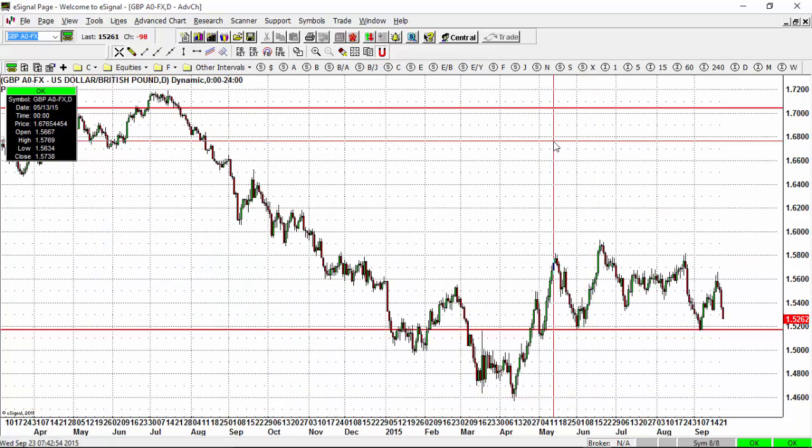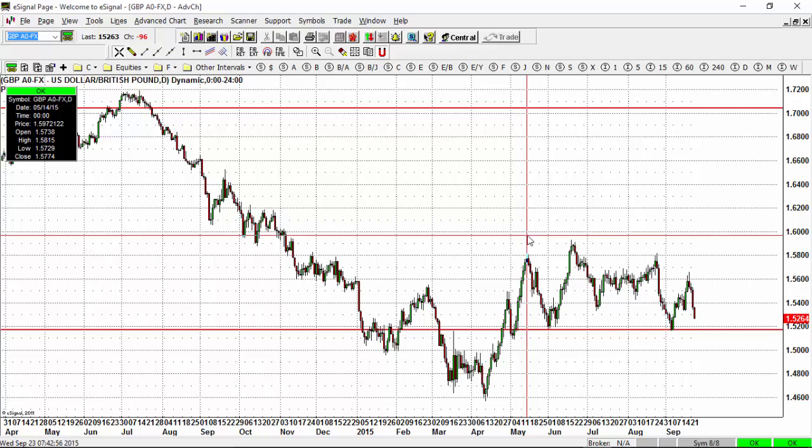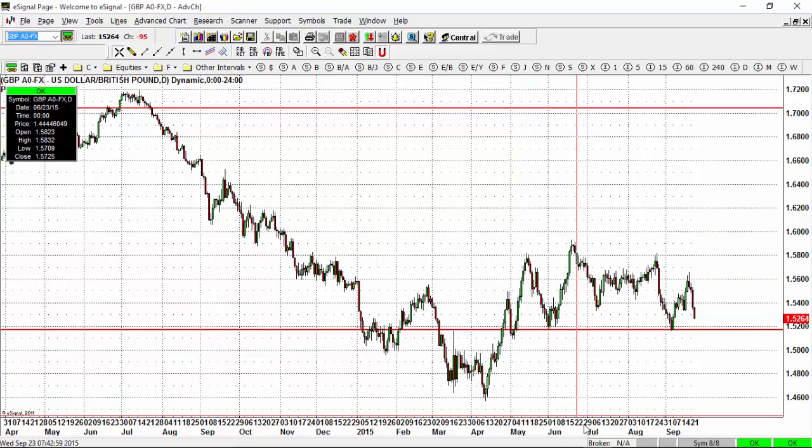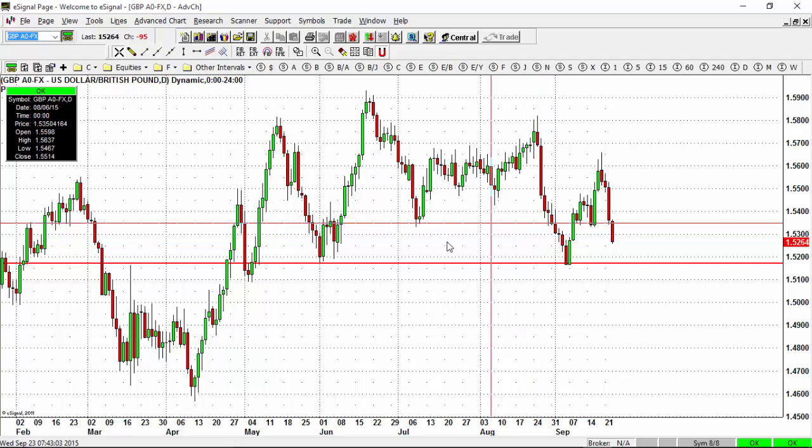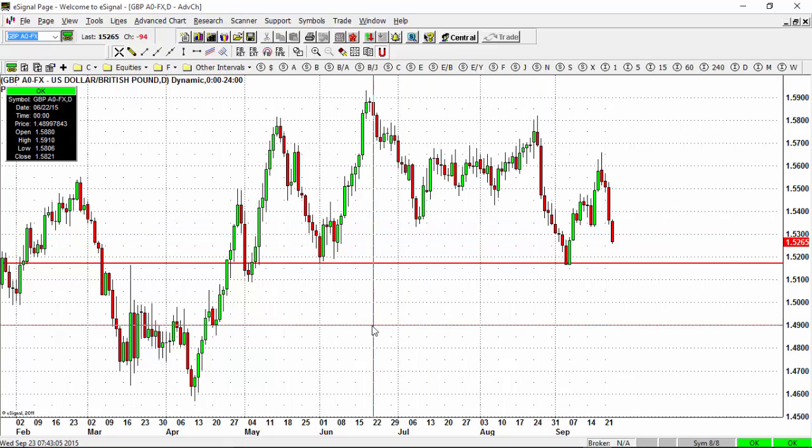And this morning we have a pretty big slide in the value of the British pound. We see that the British pound is down to 152.64. What happened is that the market came down, rallied up to the 156 level, and is currently down at 152.65. But the key area for the British pound is this support point just below the 151 level.